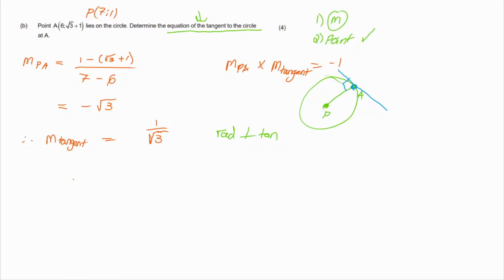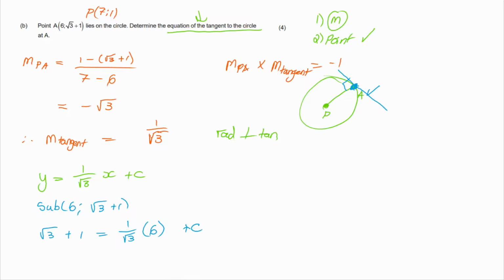So what I have now is y is equal to 1 over root 3 x plus c, because we're working with the equation of the tangent. Now I just sub in this point that lies on the tangent. Be careful, we're subbing in A, not P, because the tangent goes through A, not P. So we're subbing in (6, root 3 plus 1). We get root 3 plus 1 is equal to 1 over root 3 times 6 plus c.